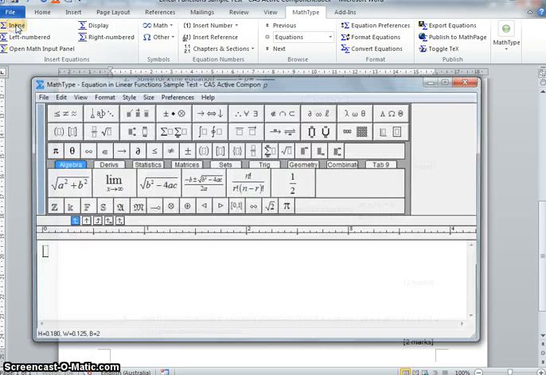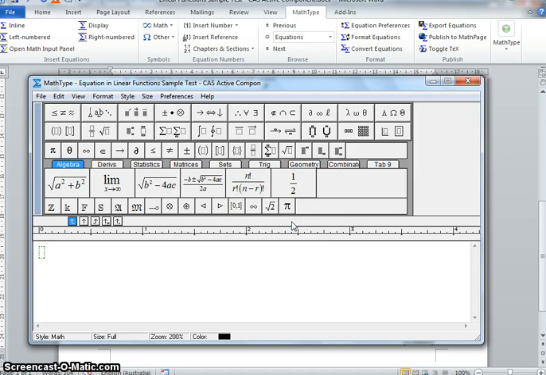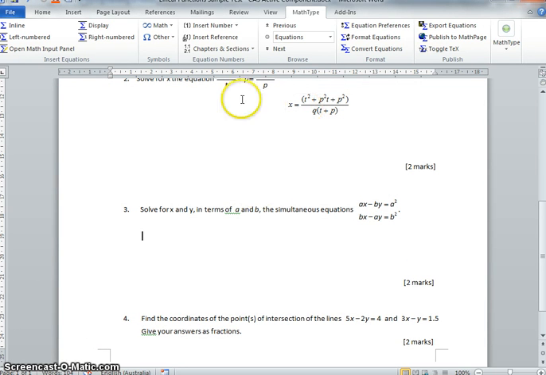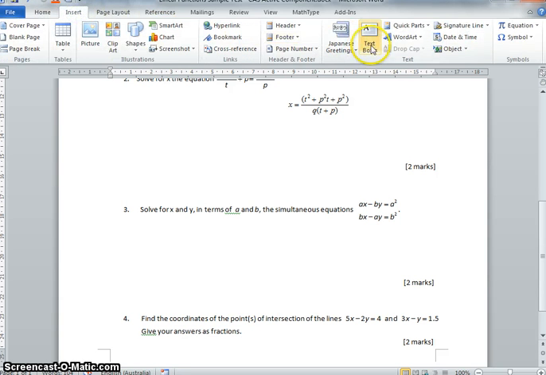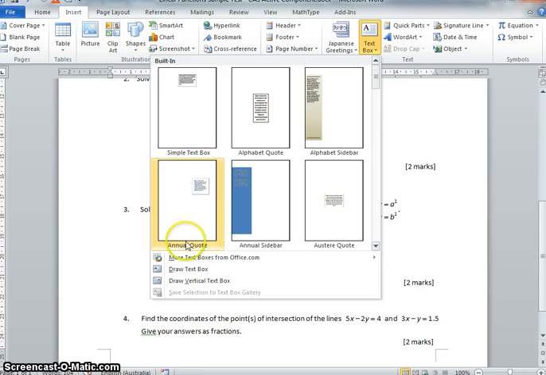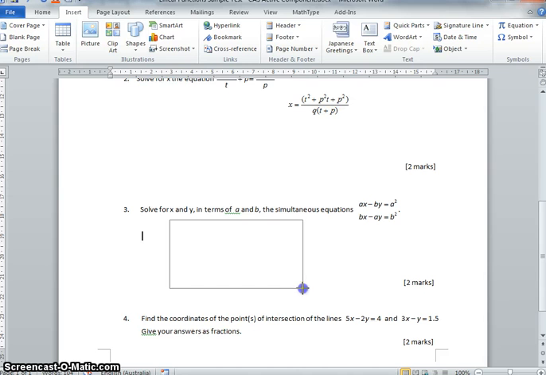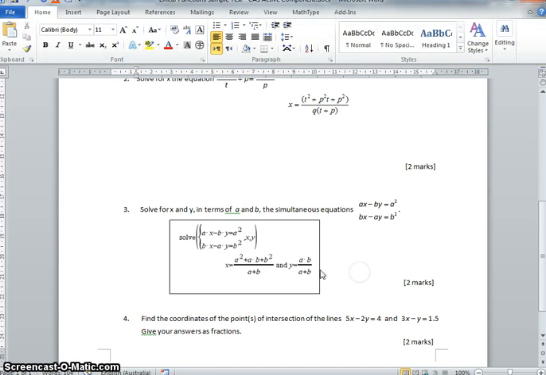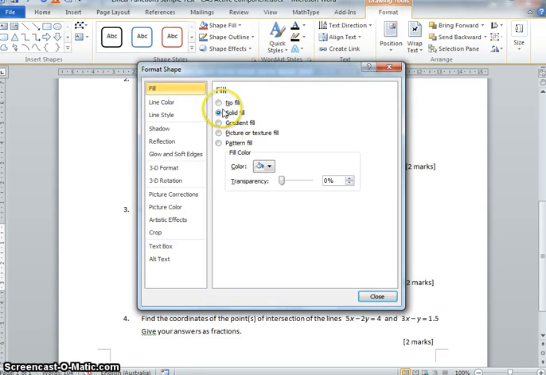So we'll go to, oops, it's not the one. We want to get into insert text box. I'll just paste it in there, and that will be what you would write down in the test.